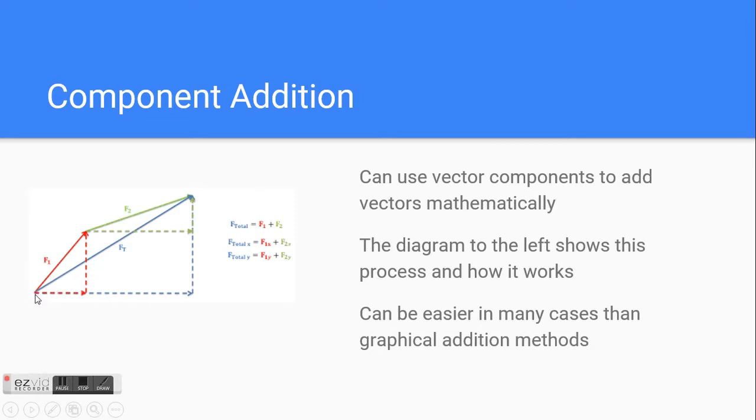One thing to point out about FTx is that it's equal to F1x plus F2x. FTy is equal to F1y plus F2y. So by adding individual components, you can get the components of the sum of those vectors. This, in a lot of cases, can be easier and more useful than graphical addition methods. This is a much more robust way to add vectors.